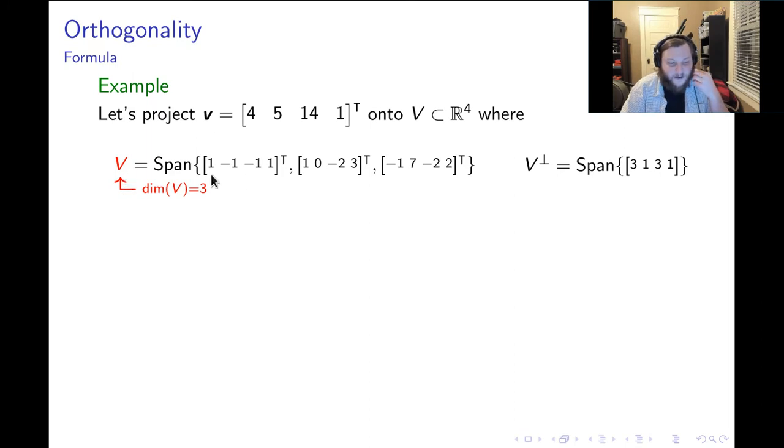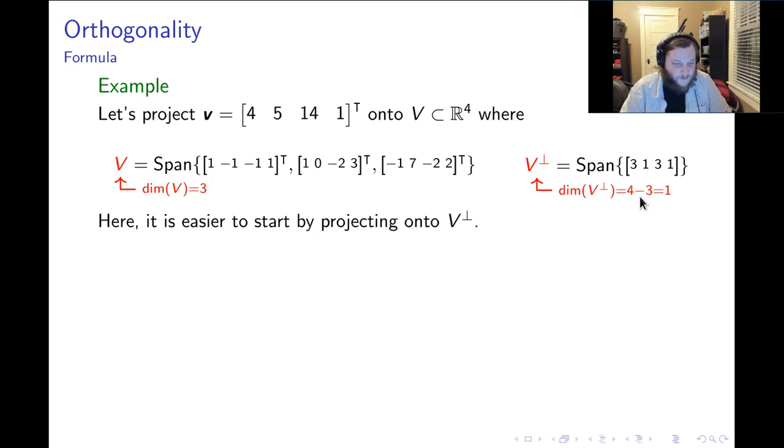The orthogonal complement V perp here will only have dimension 1. And that single basis vector is given by (3, 1, 3, 1). And projecting onto a one-dimensional space is easy. I can apply the projection formula we developed a few slides ago. So it's easier in this problem to start by projecting onto the orthogonal complement.